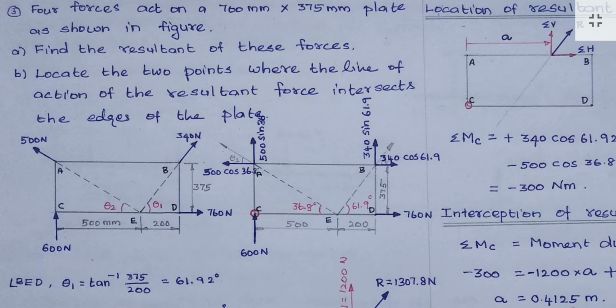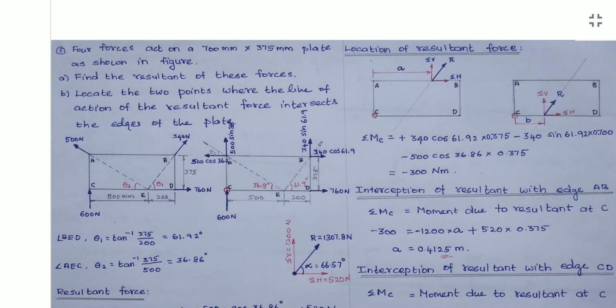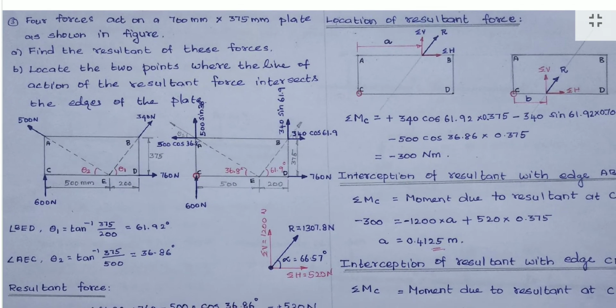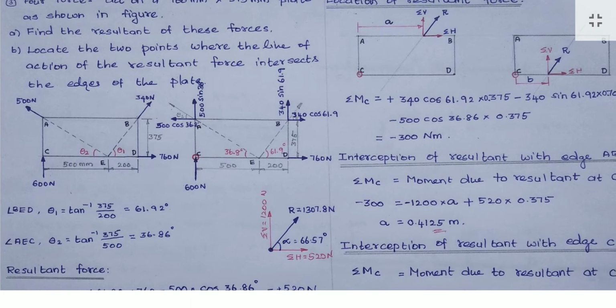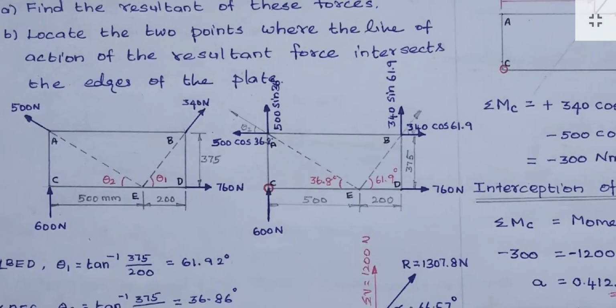Locate the resultant, that is, the two points where the line of action of the resultant force intersects the edges of the plate. So this is the resultant force. Finally we are getting it. It intersects the edge AB and also the edge CD. So we have to find the distance A on the edge AB and B on the edge CD. So this is the question. So let us solve this problem.